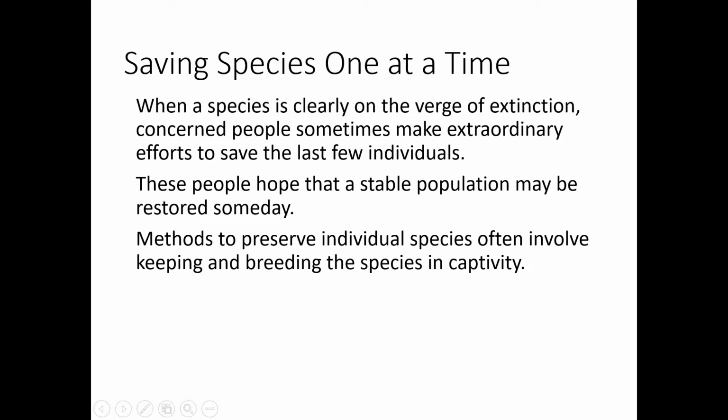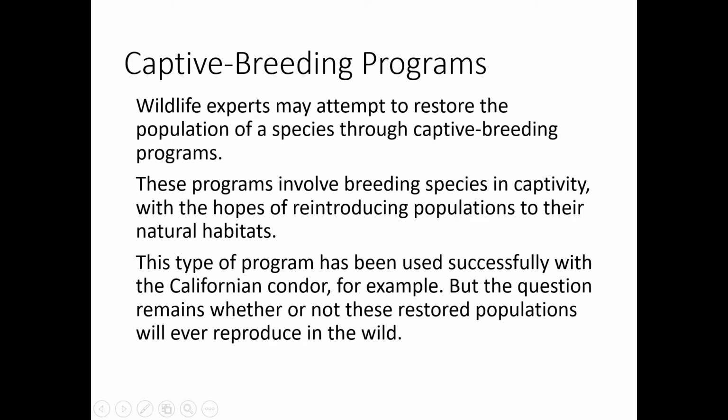So, saving one species at a time. This is maybe the most narrow-minded view of trying to save a species, and that's just, as the name would suggest, where you find a species that's on the verge of extinction, and you put them in an isolated area where they can survive and reproduce, and then you try to bring them back into the wild. And you hope that once you put them back in the wild they just survive on their own again. Programs that do this are called captive breeding programs.